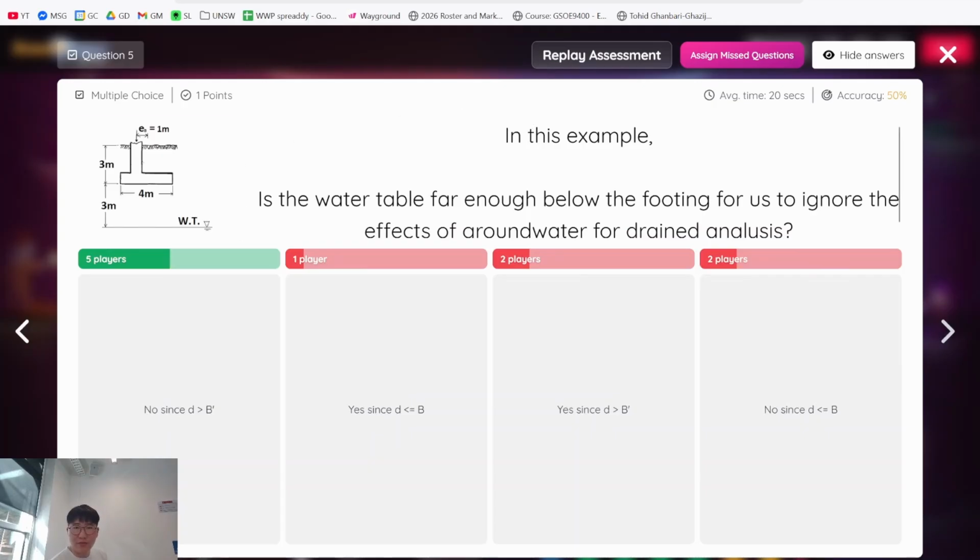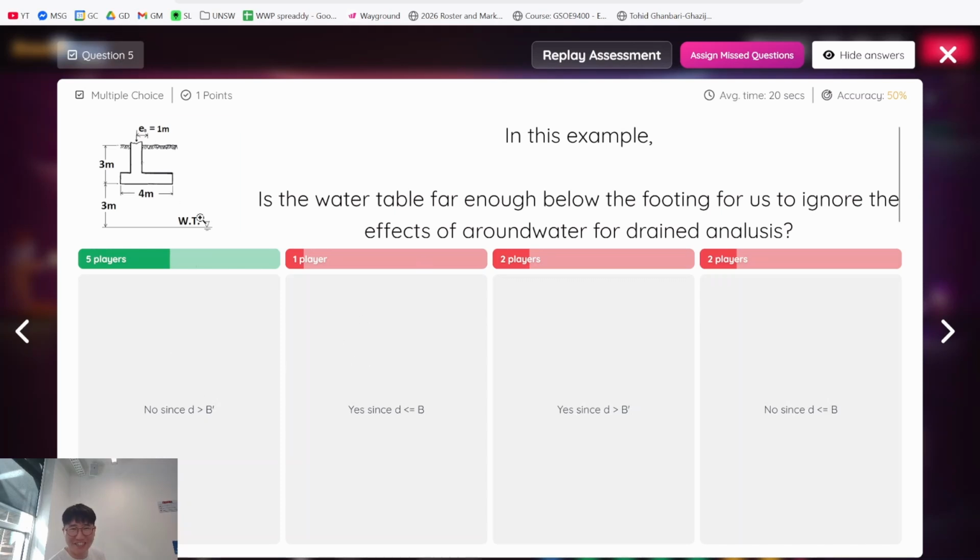In this example, is the water table far enough below the footing for us to ignore the effects of a groundwater table for drained analysis? And the answer is no. We can't ignore it because of this formula. If lowercase d is greater than b dash, then we can't ignore it.